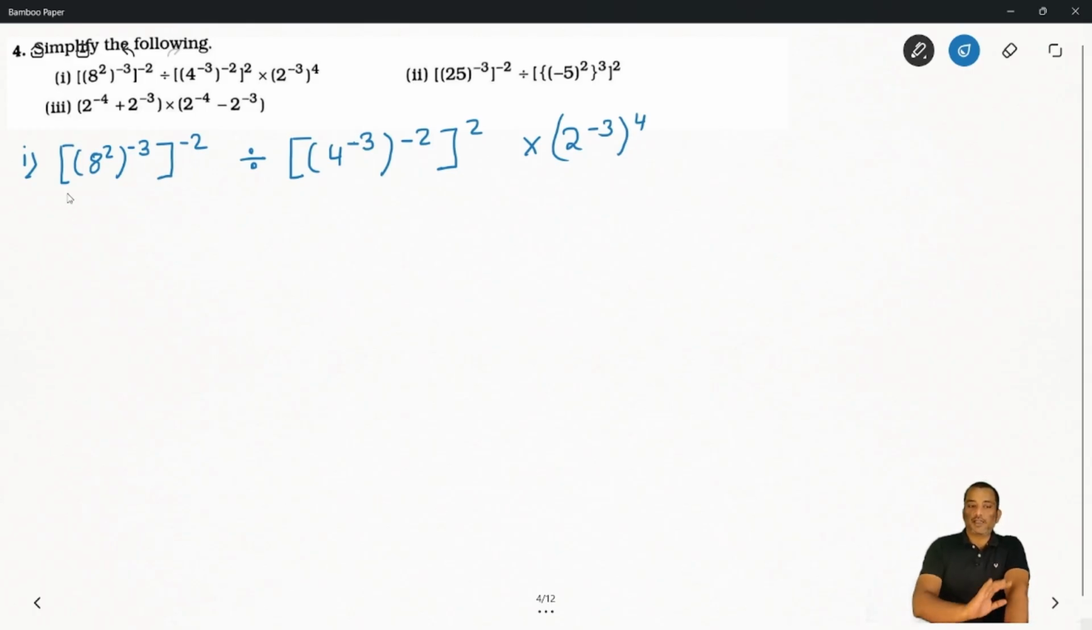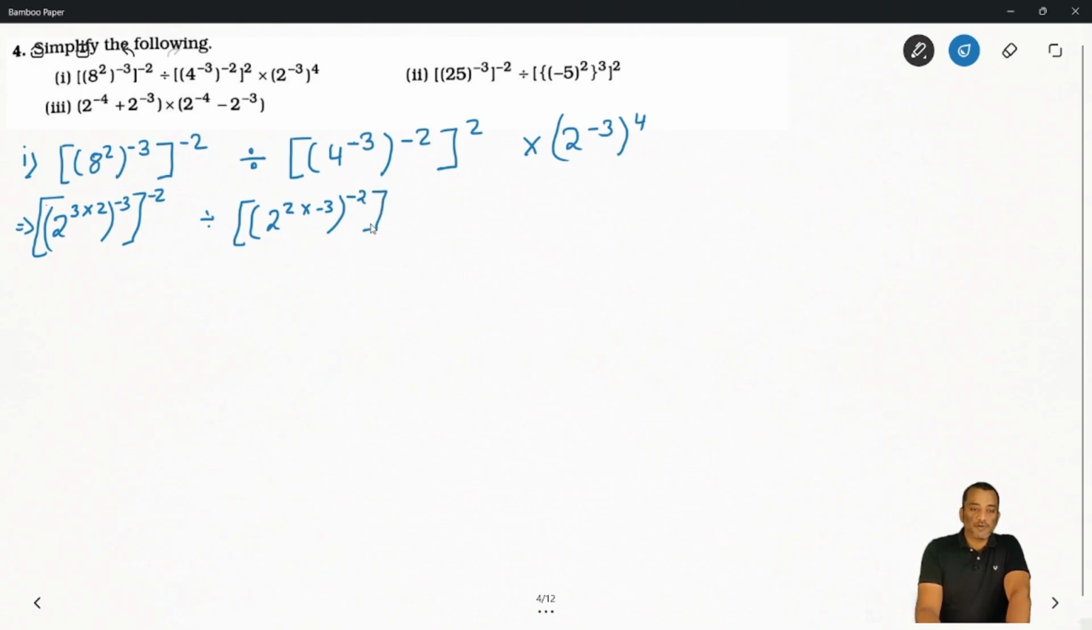So first here you can say all are different bases, so we can break them with respect to base 2. So we can say this one is equal to 2 to power 3 times 2. We can break them. So this will get square bracket minus 3 and then square bracket minus 2. Then divided by 4, you can also break. So 4 you can break how? 2 square, 2 times minus 3. Okay, and square bracket close, then minus 2 times 2.